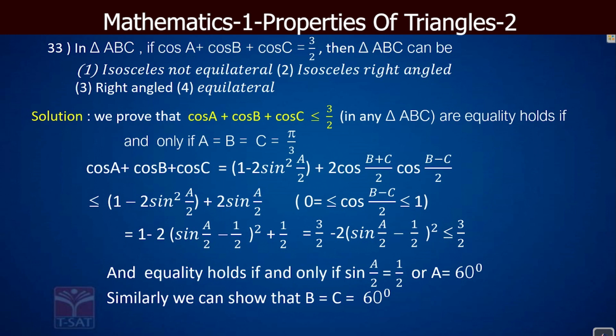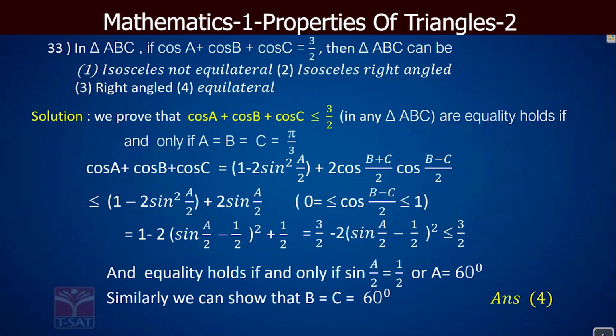So what we have proved in general is that in triangle ABC, cos A plus cos B plus cos C is always less than or equal to 3 by 2. Cos A plus cos B plus cos C is always less than or equal to 3 by 2.